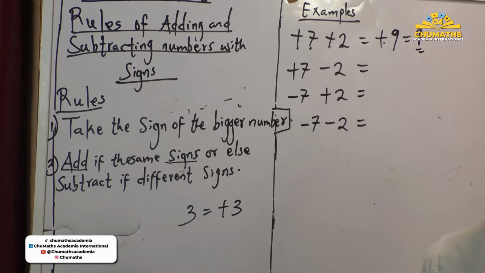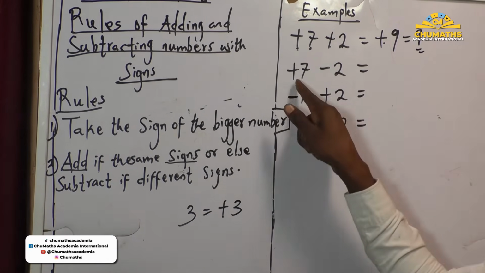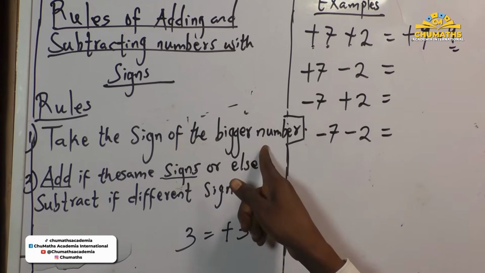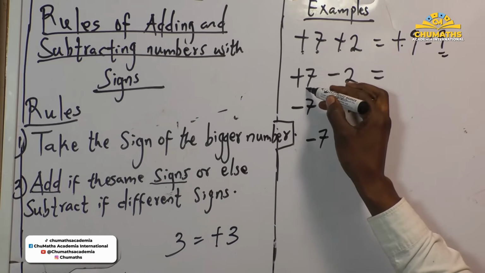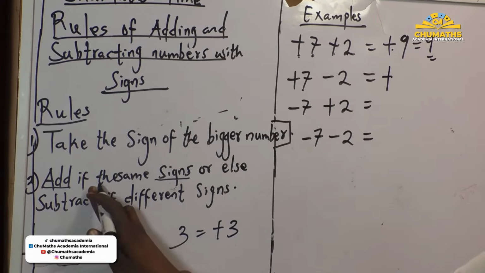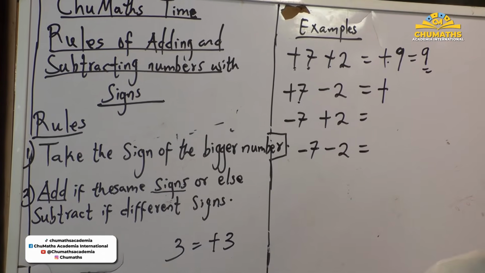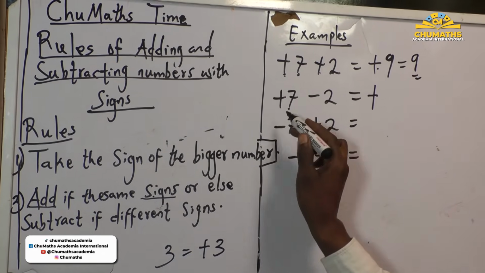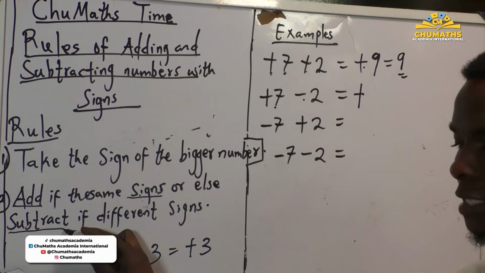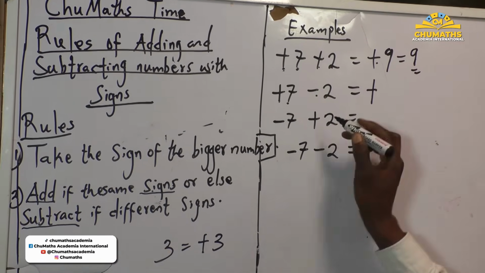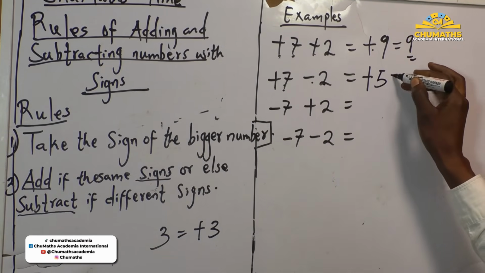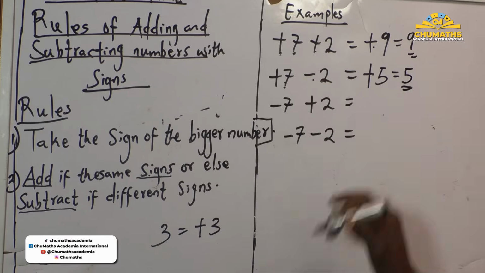Then let's come to the second one. The second one says plus 7 minus 2. Take the sign of the bigger number. So the bigger number still remains 7. Now the sign is plus. Now add if the same sign. Are they the same sign actually? No, because the two signs are not the same, plus and minus. So what do we do? We subtract, since they are different signs. So that means 7 minus 2 is 5. And this can also be written as plus 5.